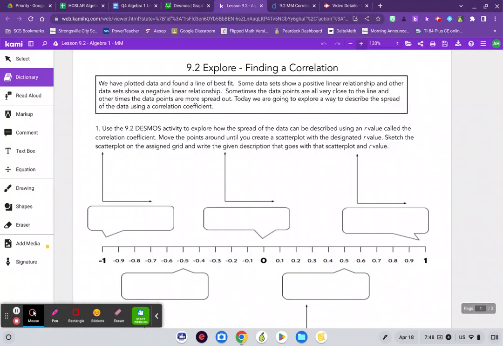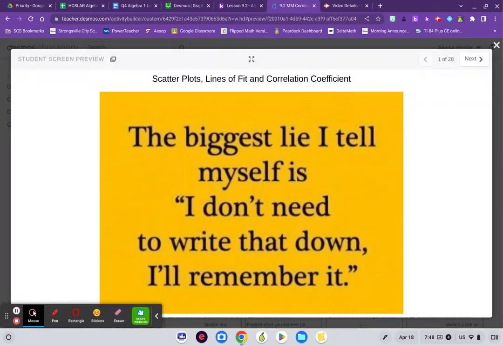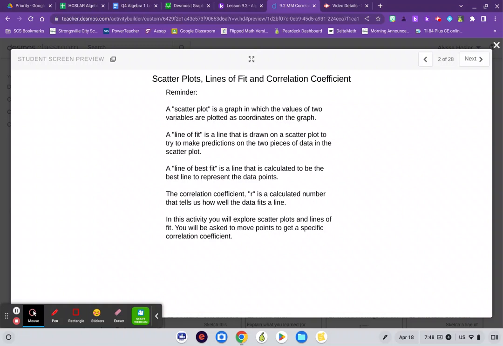In order to do that, we're going to do a 9.2 Desmos activity. And so I have that here for us. And this is the biggest lie I tell myself: I don't need to write that down, I'll remember it. And that's not true. And so what you're going to do is log into the Desmos activity.